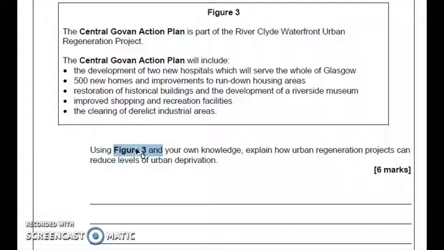Or the Dharavi slum. You can even look at the fact that people that have lived there now have the opportunity to live in high-rise blocks. These new homes in this apartment block basically have all the essentials that you would require to live a healthy lifestyle. They've got plumbing, they've got running water, they've got far better sanitation. So any of these ideas plus Figure 3 would be required for 6 marks.